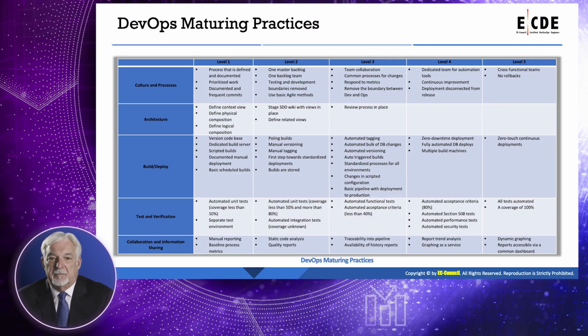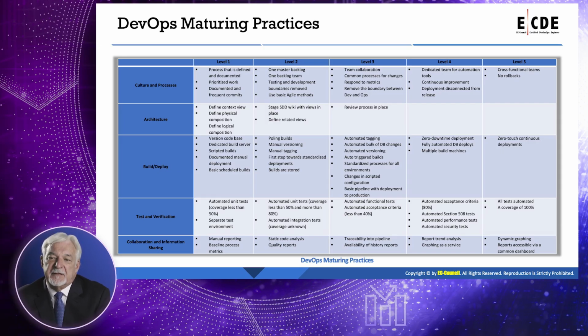So what do we look at for maturing practices? What do they look like within each slice of this, if you would? So from a culture and processes, you're at level 1 if you have it kind of defined and documented, you have prioritized work, and you're documenting your frequent commits, etc. But when we start to move through better processes, we have one master backlog, one backlog team, and testing and development boundaries are removed, and we use basic agile methods. On a level 3, we see team collaboration, common processes for changes, response to metrics, and we remove the boundary between the development and the operations, the IT ops teams.